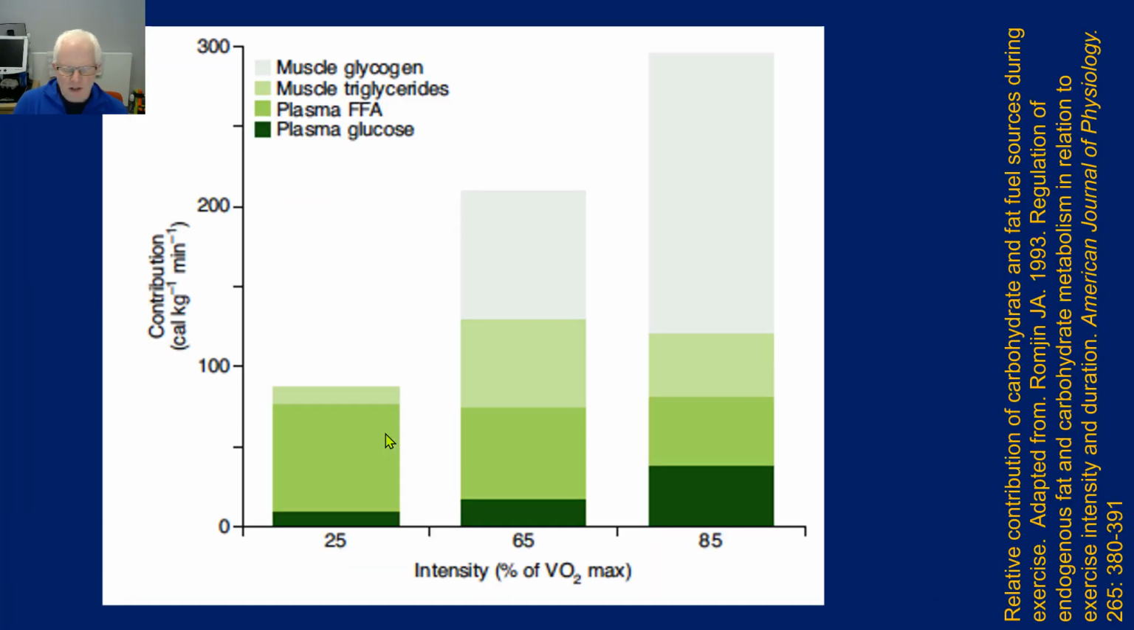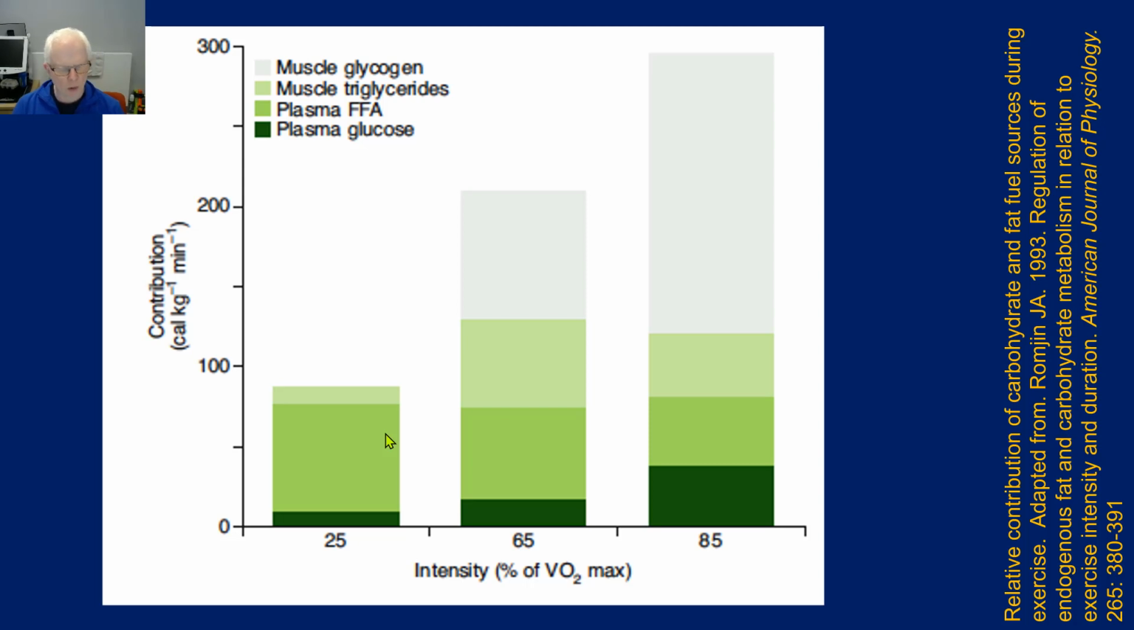And in fact, if we just go to this data, which was published not so long ago in Nature, and we've seen this again in previous sessions, but again, what you can see is the relative contribution on the y-axis, so very similar to what we've just been looking at. And on the x-axis, you can see the intensity. That's the percentage of VO2 max.